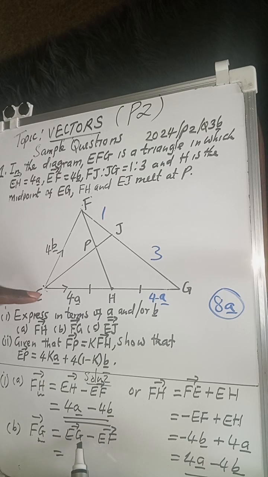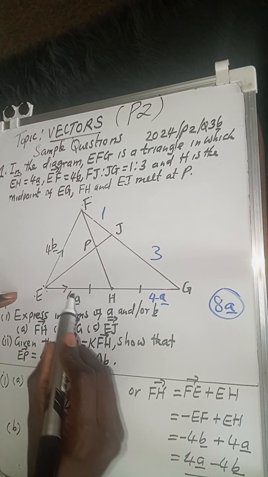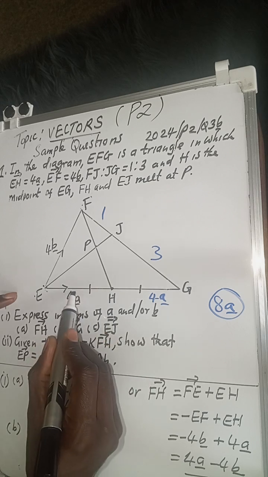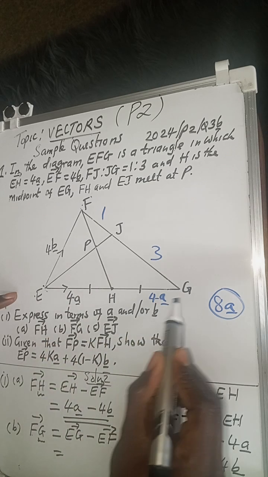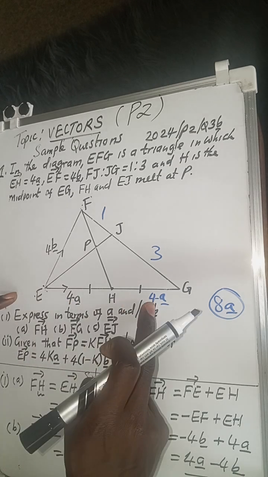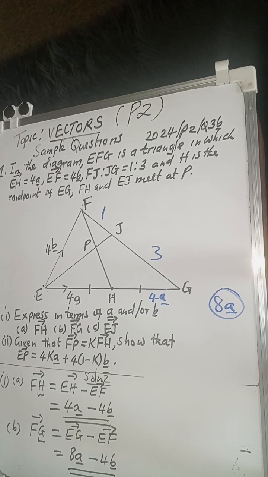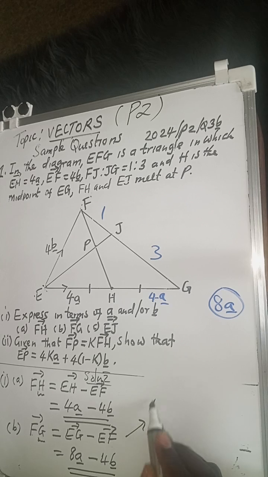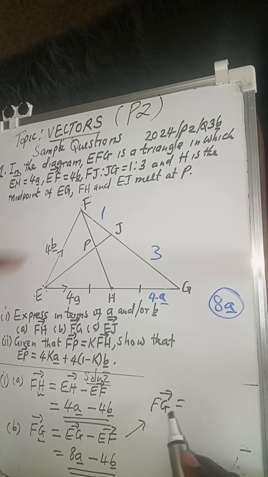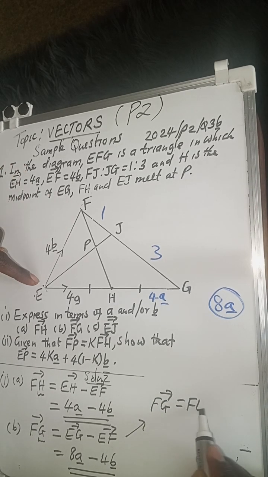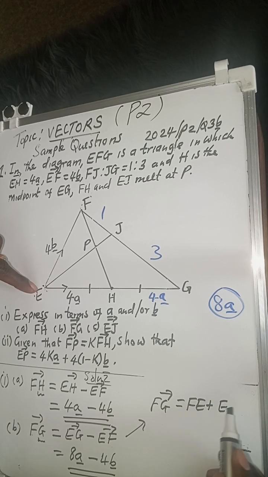What is EG? Remember, since they told you H is the midpoint, if this is 4 vector A, from H to G it's also 4 vector A. So you add this plus that, that gives you 8 vector A minus EF, E to F, that is 4 vector B. So that is what we mean there. In simple terms, if you are getting confused, let me also put it up for you: if you want FG, the movement is FE plus EG.